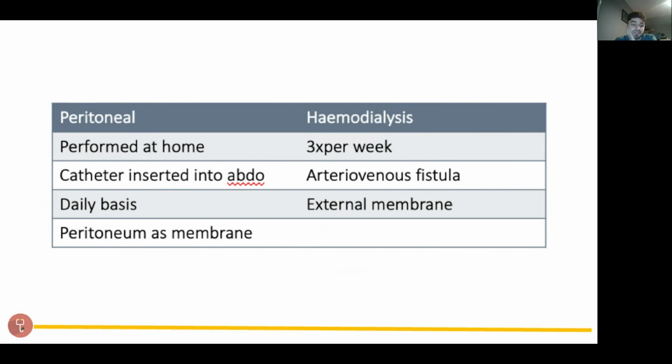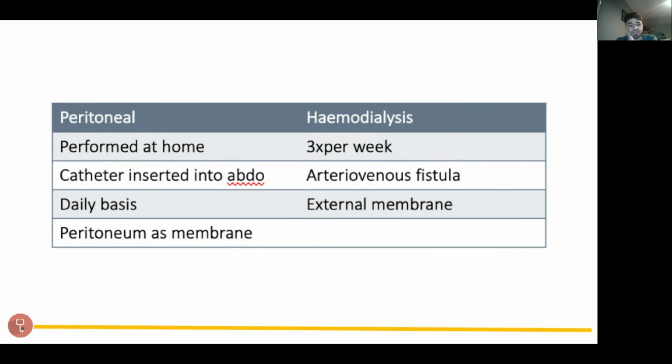In terms of dialysis, two main ones very briefly: peritoneal and hemodialysis. Peritoneal can be done two ways, either overnight or kind of while you're walking around. Can be performed at home, so it's good for people who are quite active in their lives, don't want to spend three times a week coming into clinic or into hospital. You insert a catheter into the abdomen and you use the peritoneum as the exchange membrane.